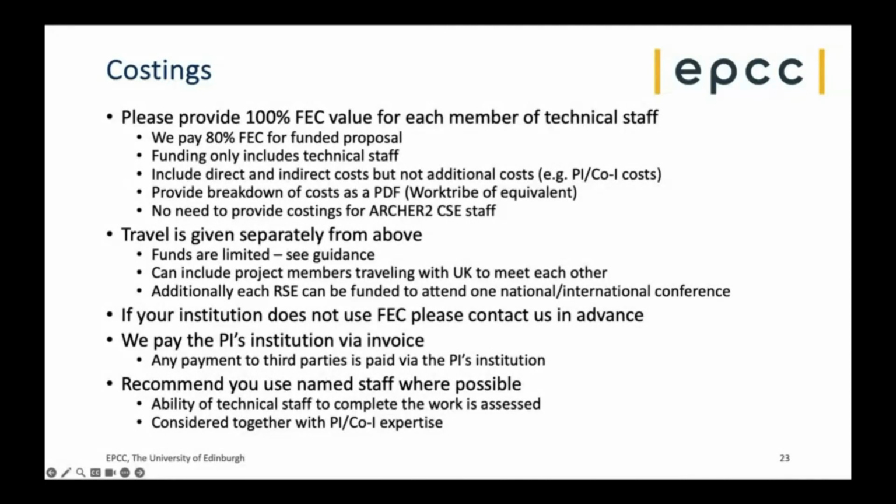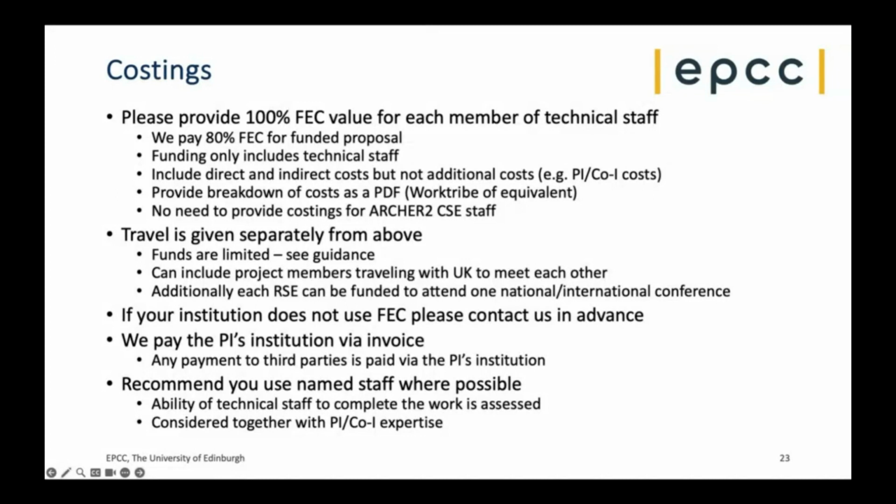So just to talk here about costings. What you should do is you basically do a costing the same way as you would for a UKRI research grant. You get together the 100% FEC value for each member of technical staff. We then pay 80% FEC, so fairly standard the way that research grants work. The funding only includes technical staff, so you cannot include any PI time or co-I time on that.